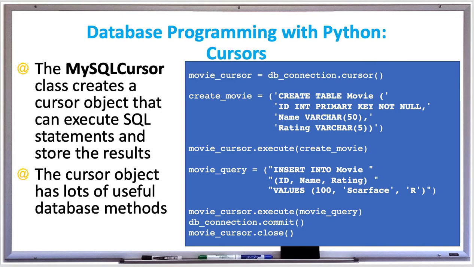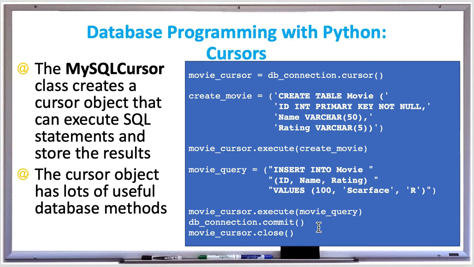And then the next thing that we do is back on the movie cursor object, we're calling the execute method and passing our create_movie, which was our create table statement. And the execute method executes the SQL statements that are passed as a string parameter after they're compiled. And then in movie_query, we're creating an insert statement where we're inserting the movie Scarface with ID 100 and rating R. And so far, we're not doing anything except creating the string, but then we're passing that same movie query string to that execute method again.